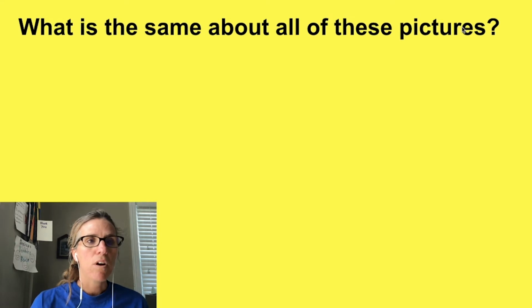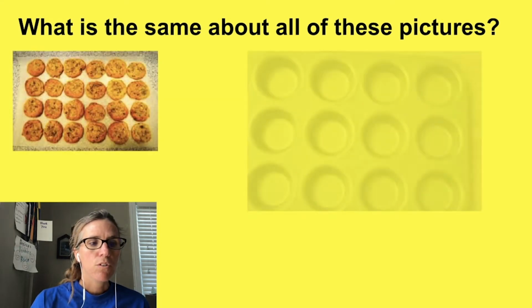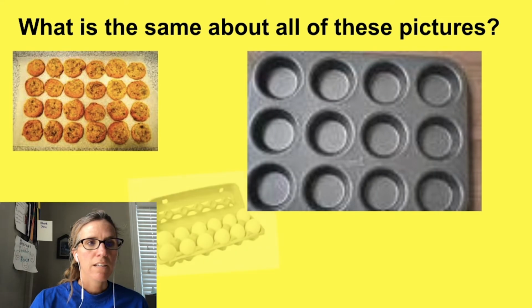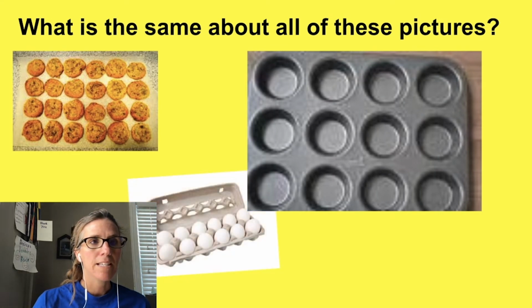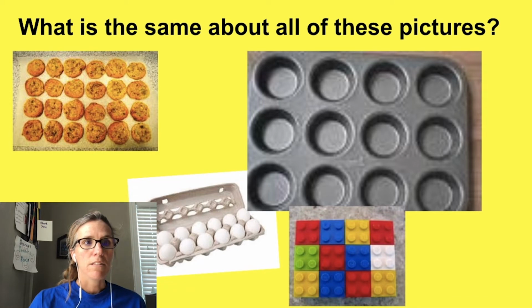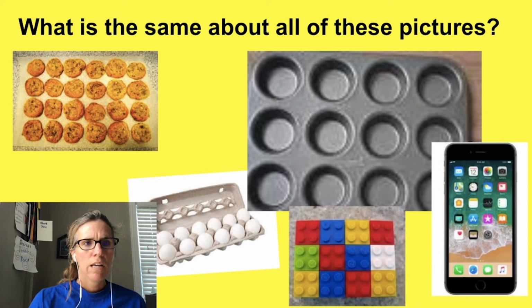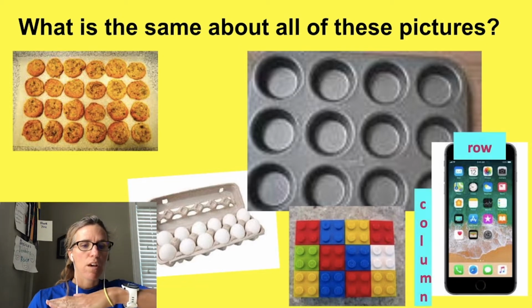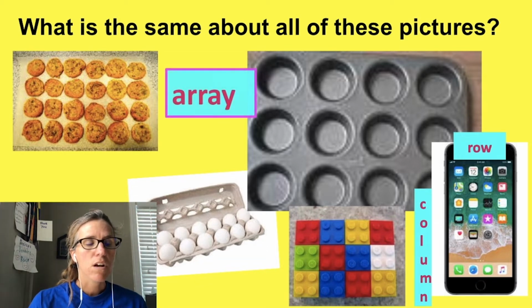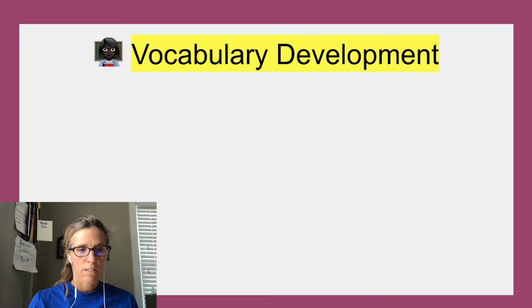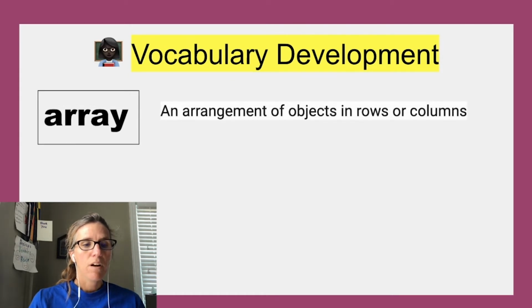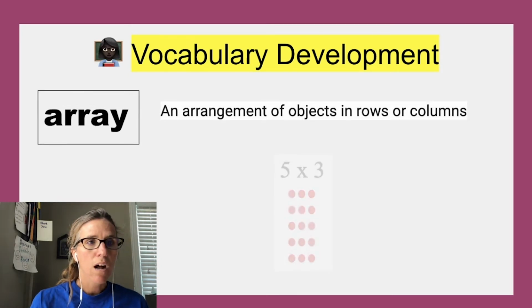What is the same about all of these pictures? You notice there's a tray of cookies and some muffin tins, a dozen eggs in a carton. There are some Legos and some apps on an iPhone. What do you notice? Were you thinking that you noticed that there were rows and columns? That's right. All of these are examples of arrays. Can you say that word with me? Arrays. Arrays are an arrangement of objects in rows and columns.